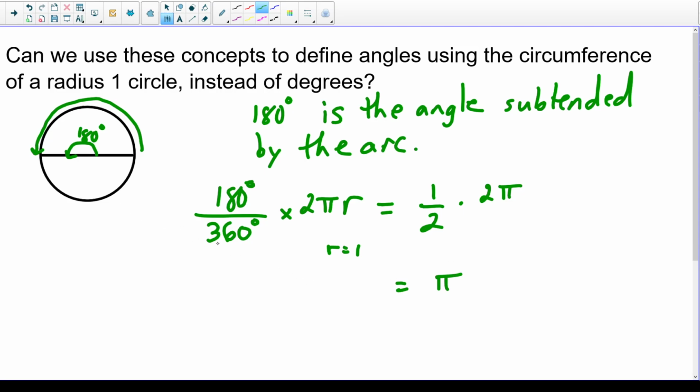Well, that means that my 180 degree angle can be represented by pi. Pi is the same thing as 180 degrees. It represents the same trajectory around the circle.